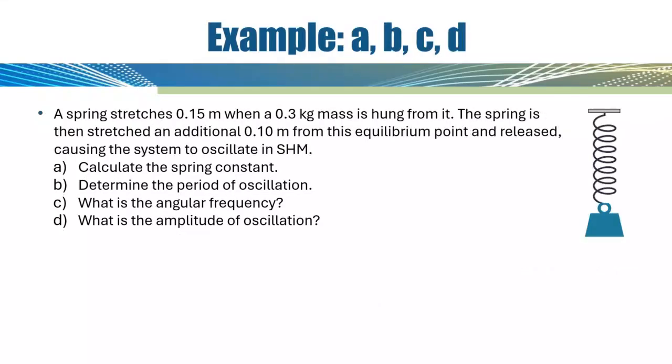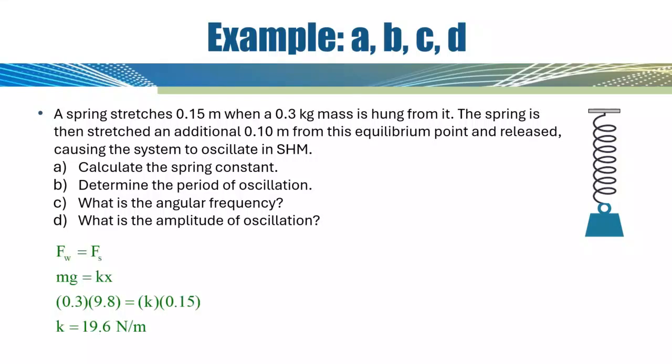A spring stretches 0.15 meters when a 0.3 kilogram mass is hung from it. The spring is then stretched an additional 0.1 meters from this equilibrium point and released, causing the system to oscillate in simple harmonic motion. Calculate the spring constant, period of oscillation, angular frequency, and amplitude of oscillation. So we've answered questions like this before, but we're going to need these answers to go on. So let's work through them quickly.